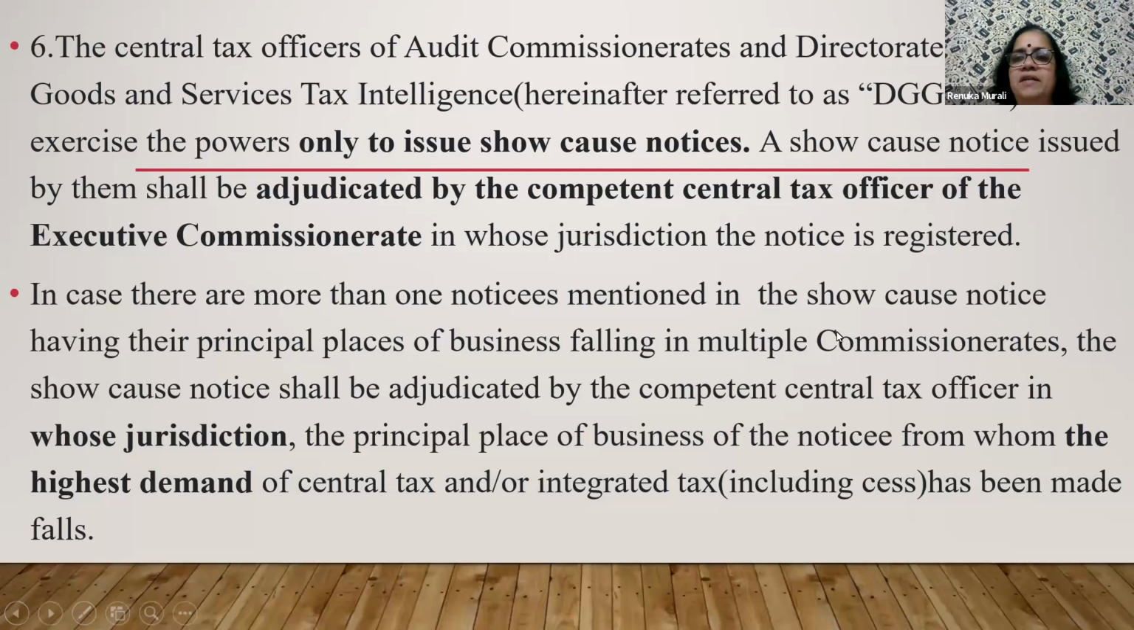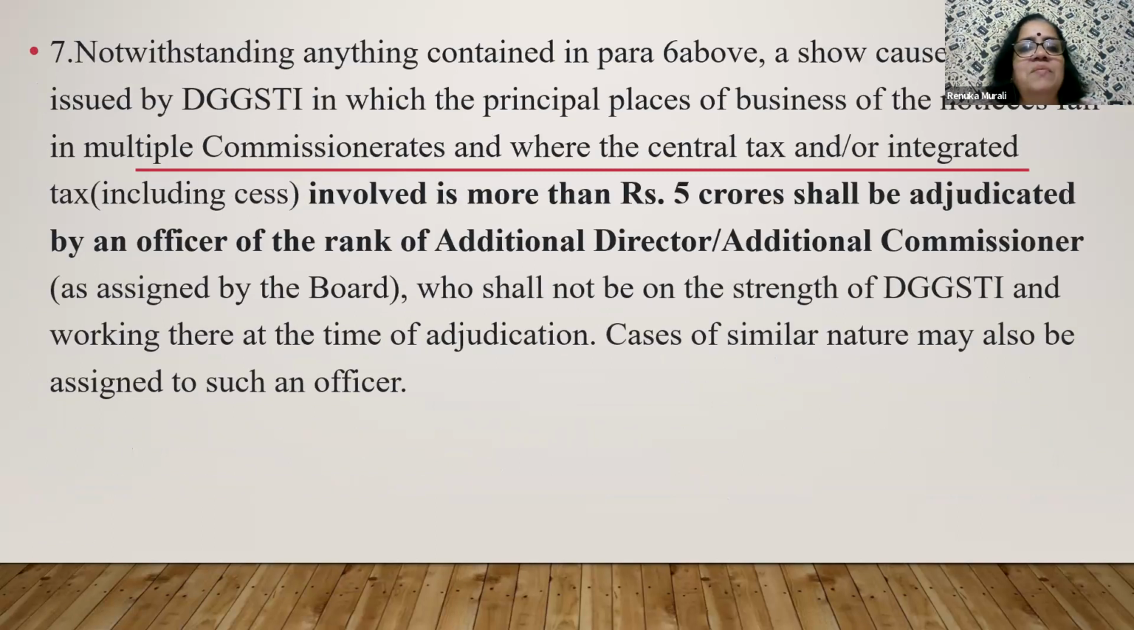And the second point, if there is more than one noticee, it says wherever the highest monetary limit is, that particular jurisdictional officer can take up the case. That is the second point, quite an interesting one. And the seventh point in the circular says that if the value involved is more than 5 crores, it shall be held by an officer of the rank of Additional Director. This is just a procedural thing. We do not have much to discuss as far as point number 7 is concerned.